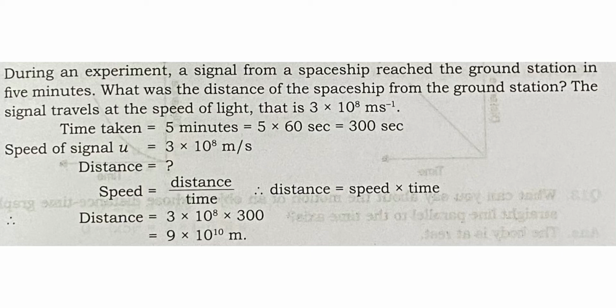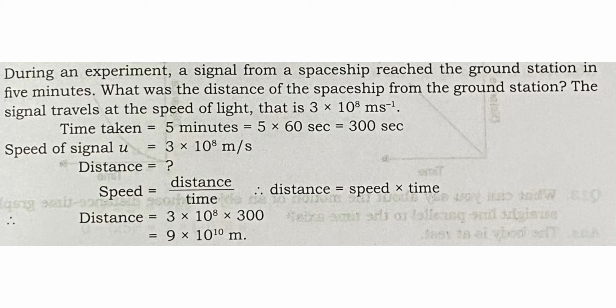So first of all, here what is given to us, students? Speed. Speed is denoted by V. So V is equal to 3 into 10 raised to 8 meter per second. Or you can denote it by U also. And time is 5 minutes. So we need to convert it first of all into seconds, that is 5 into 60, that is equal to 300 seconds, that is your T.